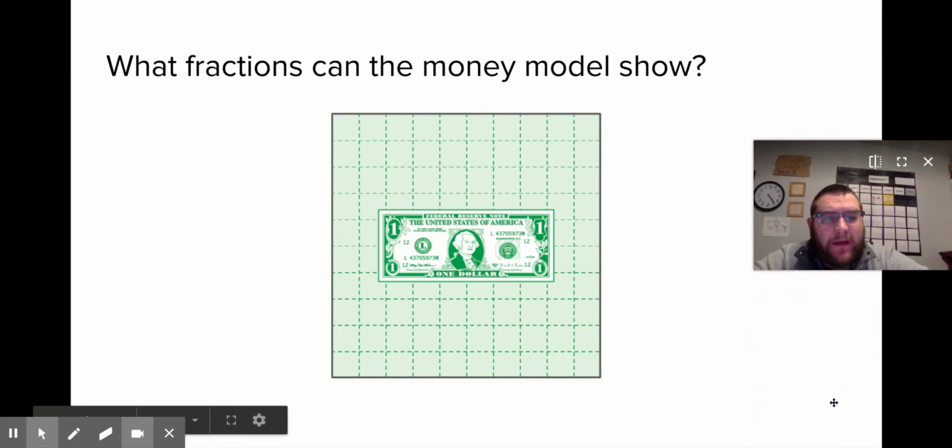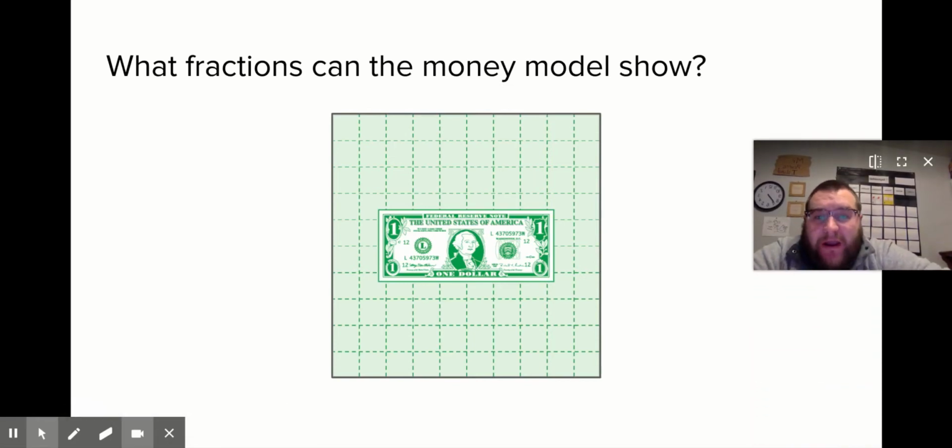Hey, fifth graders. We just wanted to introduce fractions to you with this money model. A lot of us are comfortable with money. We understand how money works and are familiar with things like quarters, dimes, and nickels. And so we're going to use money to introduce the idea of fractions. Maybe it's a refresher for you, and maybe you're just learning it now. But either way, the money model really helps us put things into perspective for fractions.